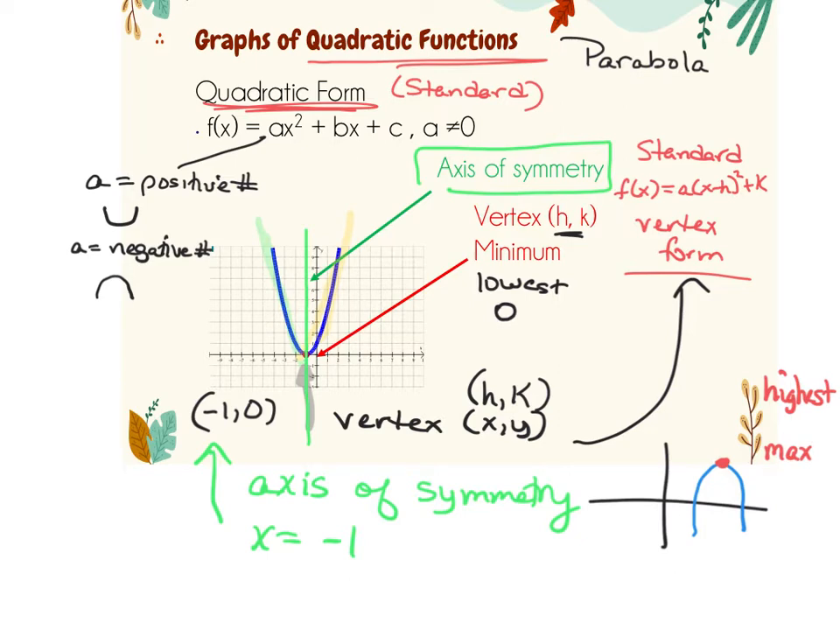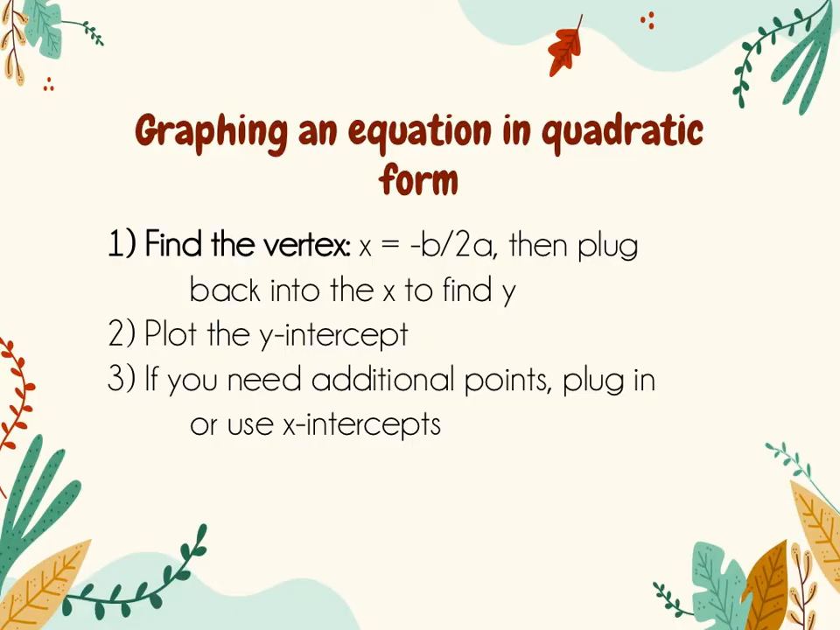Now you're going to be given a function or be given an equation, and they're going to ask you to find the vertex, to find the y-intercept, to find x-intercepts, and to find the axis of symmetry. So let's go ahead and see how we can find the vertex given an equation or a function. These are the steps you will follow to graph an equation when it's in the quadratic form. Again, in our book, quadratic form means ax squared plus bx plus c, and they would have f of x equals.